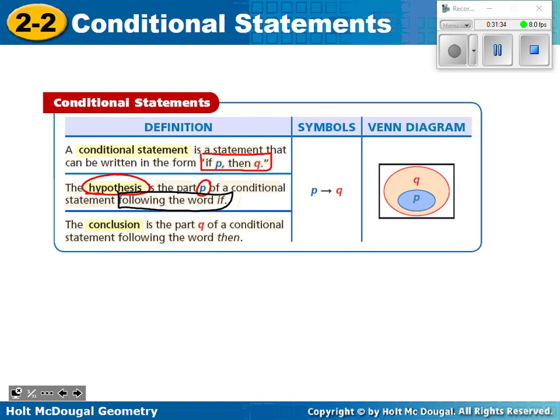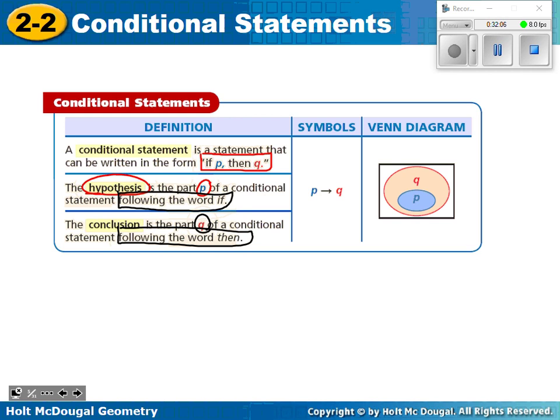Okay? Just the P. Your conclusion is the Q, which is the part that follows the word then. Again, it does not include the word then. So if they say identify the conclusion, you do not include the word then. It is just the part after the word then. So my part after is the ground will be wet. So that is your conclusion. Okay, so hypothesis is the P, conclusion is the Q, and it's if P, then Q.